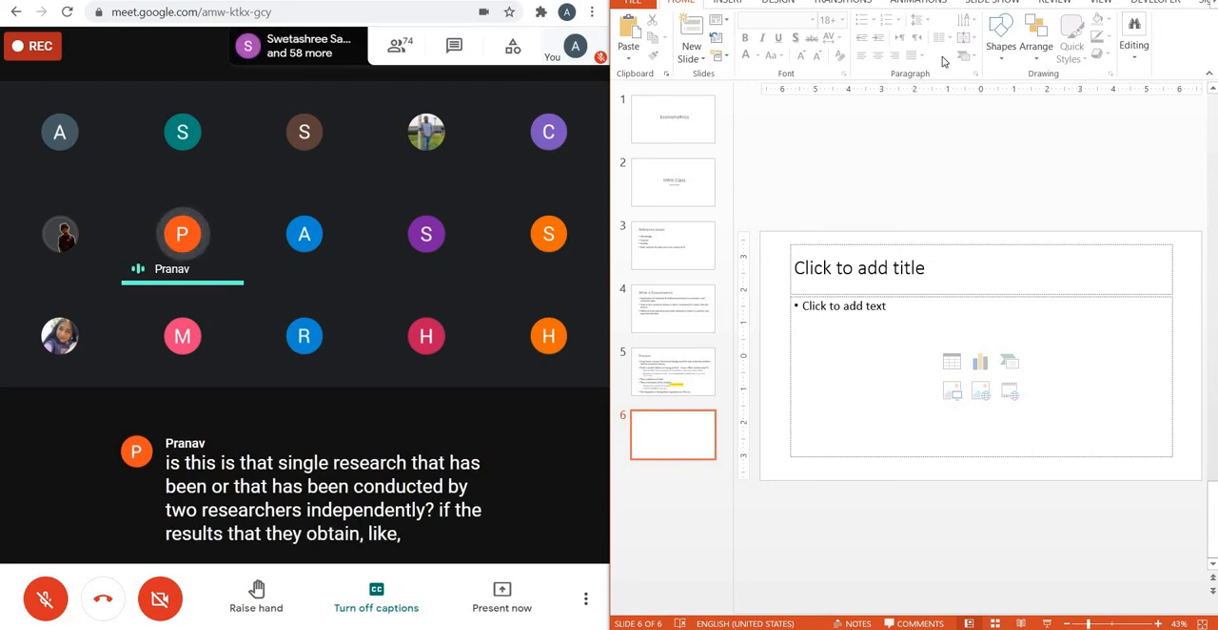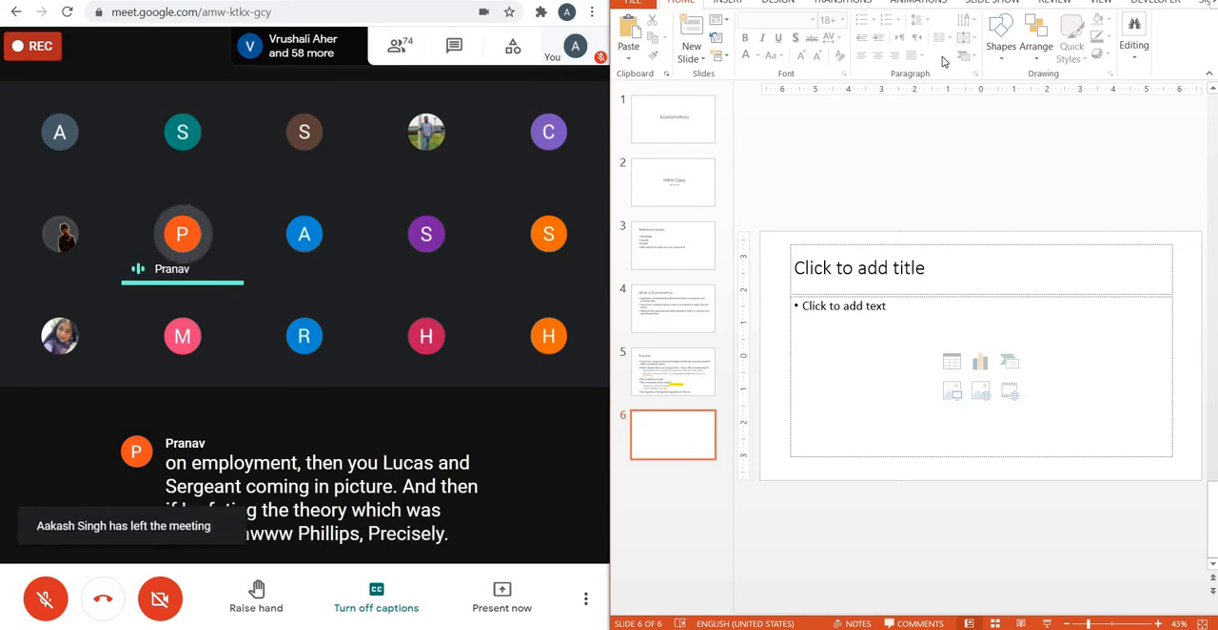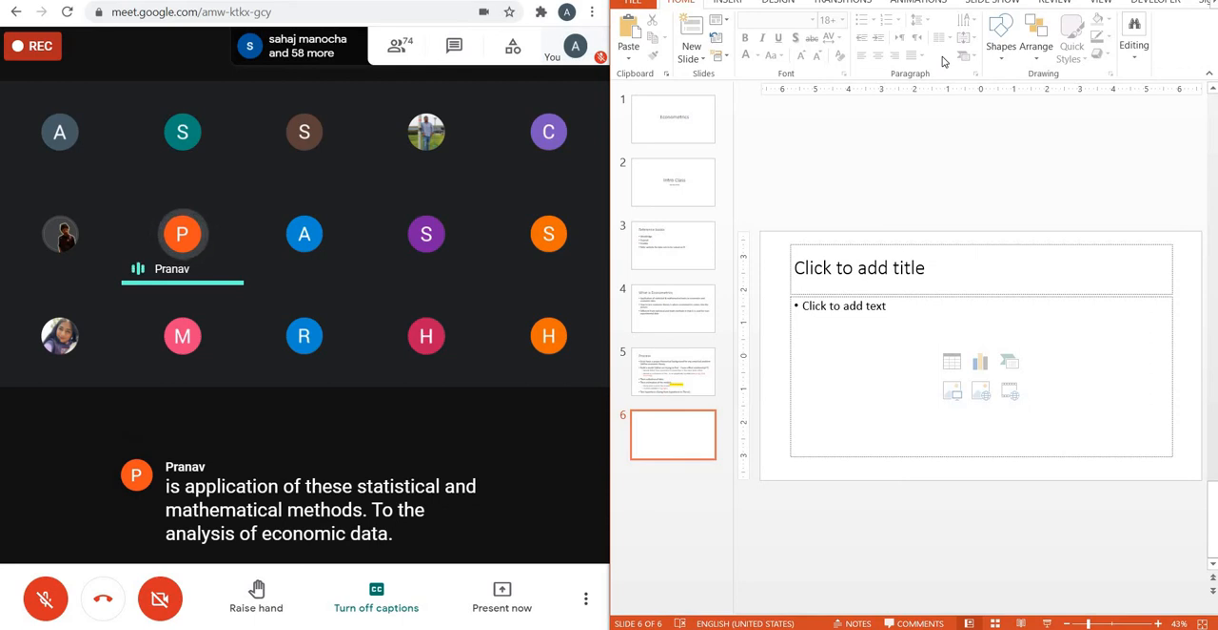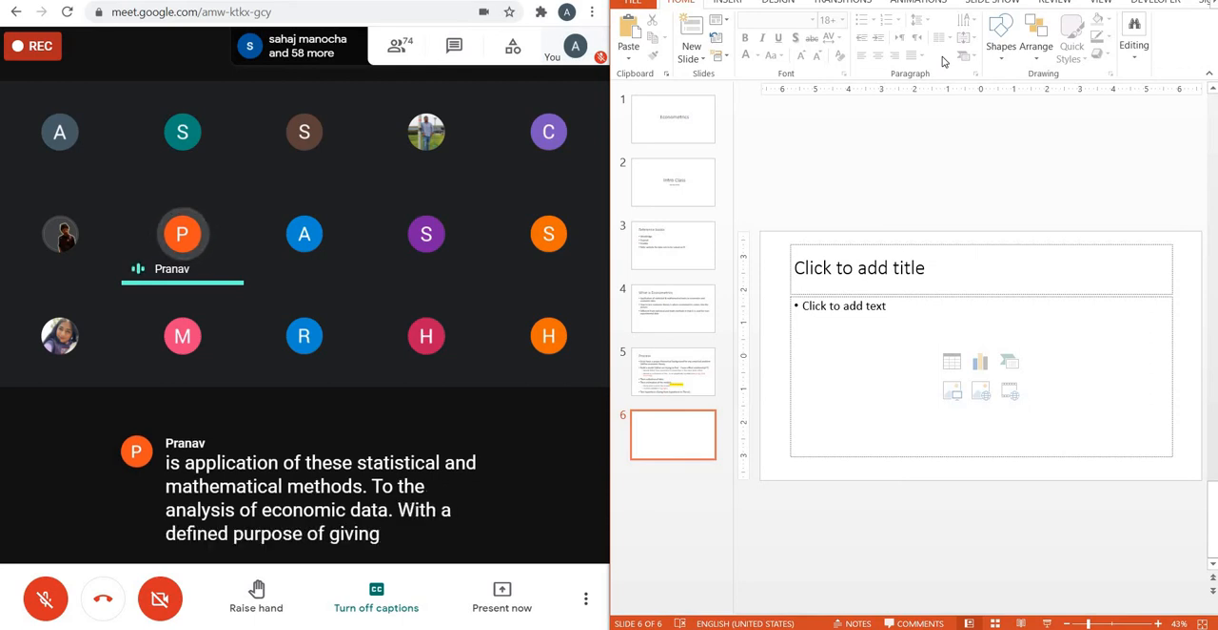Like you had the Phillips curve, then the modified Phillips curve came, then Milton Friedman came and said that nothing like that happens, there is no long-run trade-off between inflation and employment. Then you had Lucas and Sargent coming into the picture and refuting the theory which was given by A.W. Phillips. Precisely, econometrics is the application of these statistical and mathematical methods to the analysis of economic data with a defined purpose of giving an empirical content.